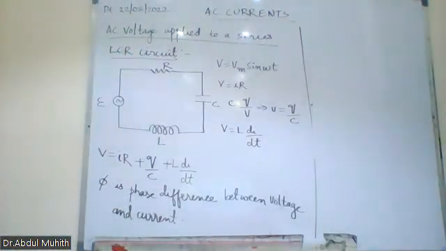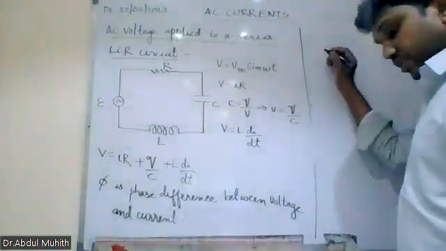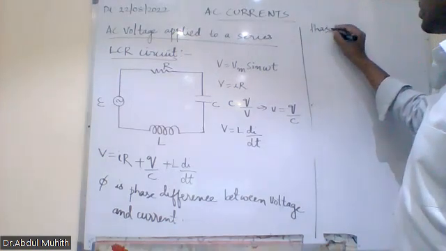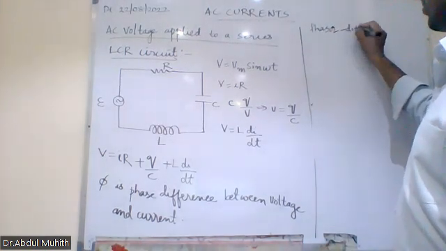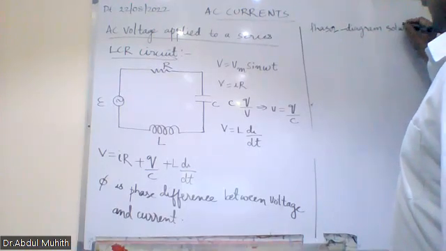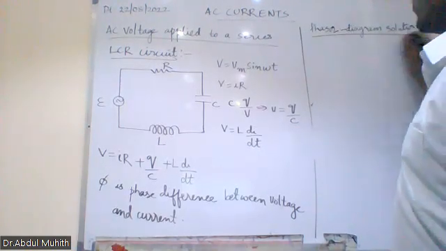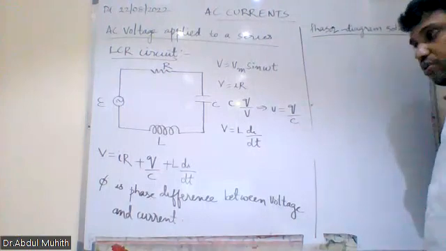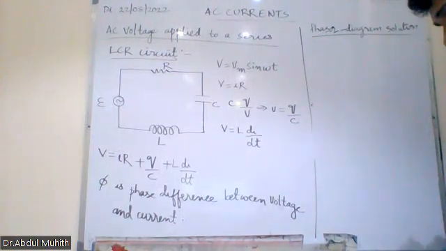I'll write here. So this is a phasor diagram solution. First, there are different ways of solving this. There are two solutions: analytical solution and phasor diagram solution. They can ask any one of them, not two at one time. So I'm going to draw the phasor diagram, then I'll explain what that is.